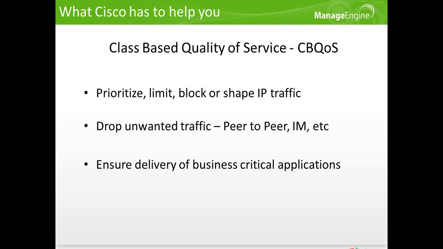You could actually say, all right, 50% of my bandwidth goes to HTTP, 30% goes to VoIP, and the remaining 20% goes to something else. You could actually prioritize it like that. So that is how good CBQoS is for you. Traffic management, and all this is there by default on your Cisco router. You only have to start leveraging it, and you can actually see the results very fast.